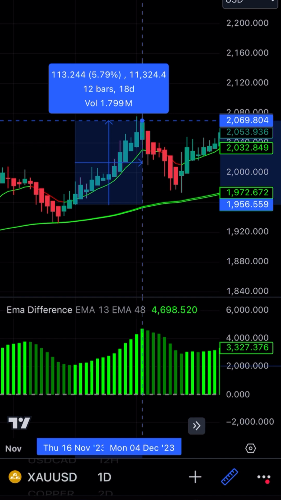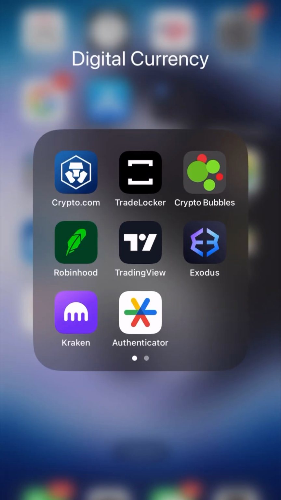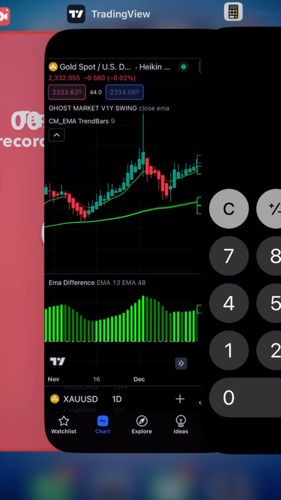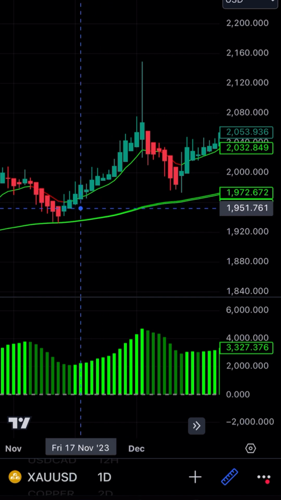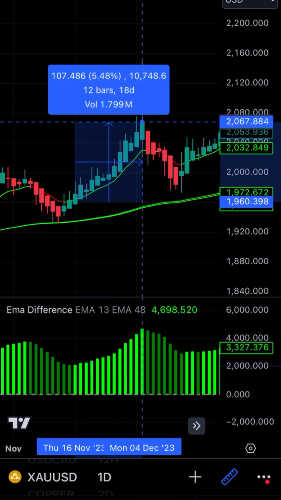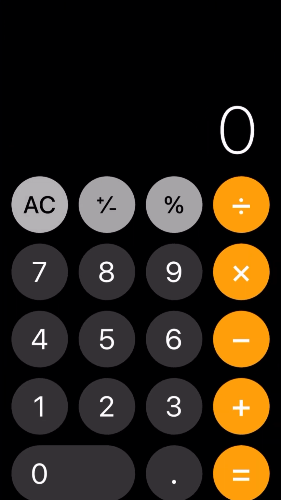So right here, this is an 18-day move, and this is 113,000 pips. This is 113,000 pips in 18 days. What was the number here? Let's just go over this number one more time, and I'll show you how easy this is to find. This is real easy to find if you're doing this on your own.